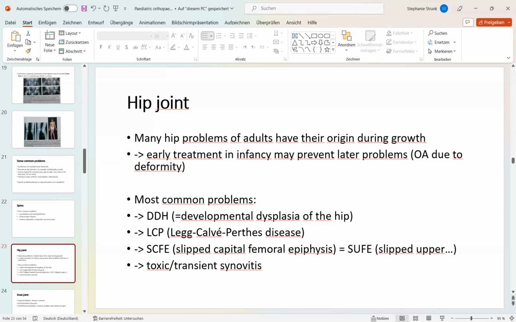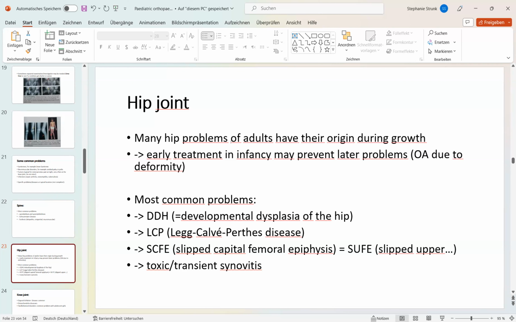So the most common problems of the hip joint are DDH, developmental dysplasia of the hip, and LCP disease, Legg-Calvé-Perthes disease, which usually affects primary school kids age 5 to 8, 9. And there's slipped capital femoral epiphysis, or slipped upper femoral epiphysis, which is exactly what it says, that the capital femoral epiphysis is slipping and making a deformity. This is in pre-puberty kids. This is very common. Those kids are older than the LCP kids.